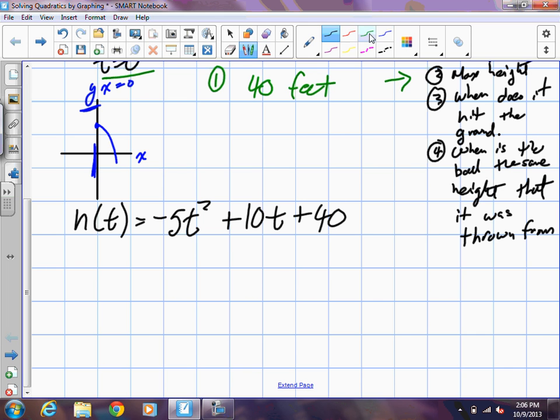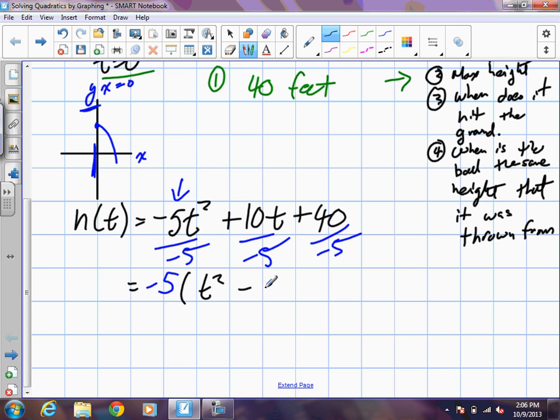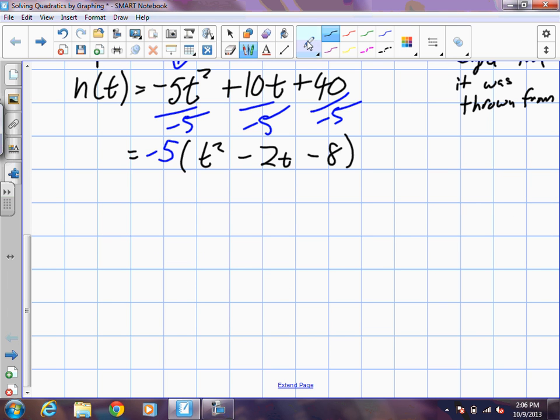The very first step to factoring is always look for a common factor. And in fact, because our first term is negative, I'm going to factor out a negative. It'll be easier for me to work with factoring if my first term is positive. So we're going to factor out negative 5 from each of these terms. That will leave us with, and remember, this negative 5 does not disappear, t squared minus 2t minus 8. From here, we have a trinomial that we can factor.